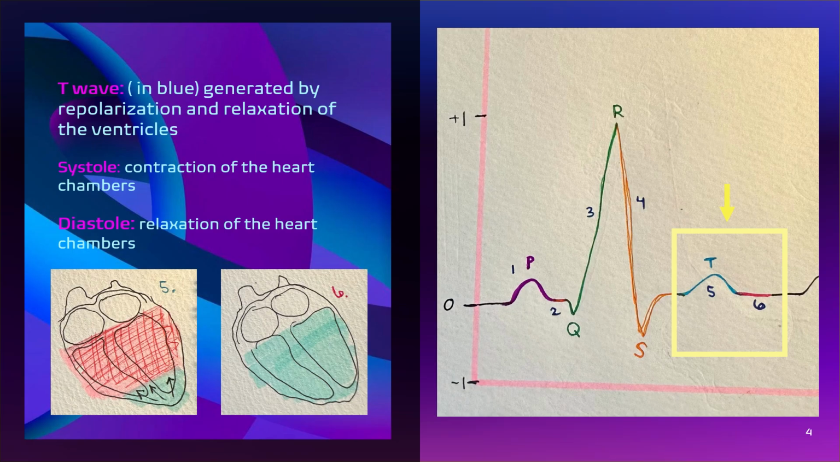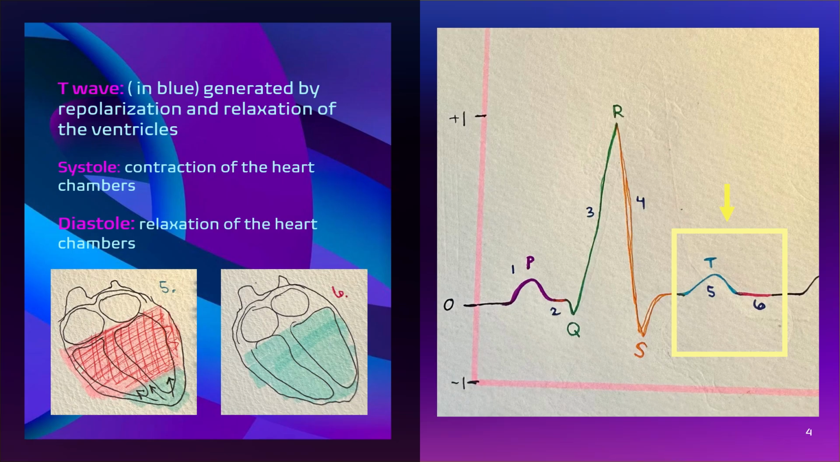I also wanted to touch base on systole and diastole. These are very important for the heartbeat. Systole is when the heart is contracting, or specific chambers are contracting. And then diastole is relaxing of the heart.